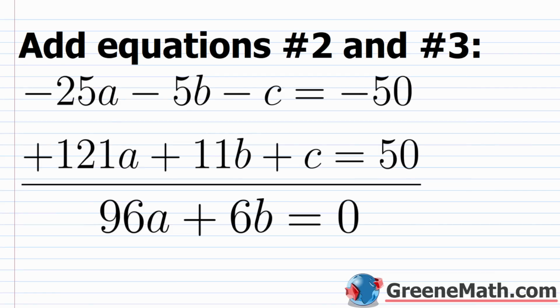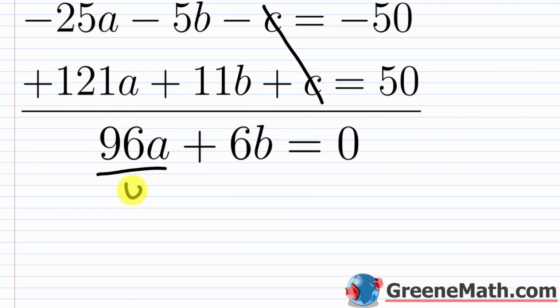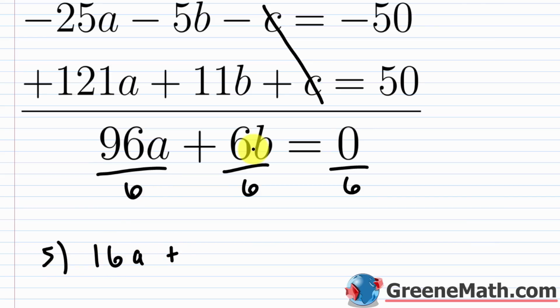And to get equation 5, we're going to do -25a plus 121a. That's going to be 96a. Then -5b plus 11b. That's going to be 6b. And then -c plus c. Again, this is going to cancel. On the right side of the equal sign, you have -50 plus 50, which is 0. Again, you could divide everything here by 6 to make this easier to work with. So this would be your equation number 5. 96 divided by 6 is 16. So this is 16a. And then plus 6 over 6 is 1, so this is b. And this equals 0 over 6 is 0.